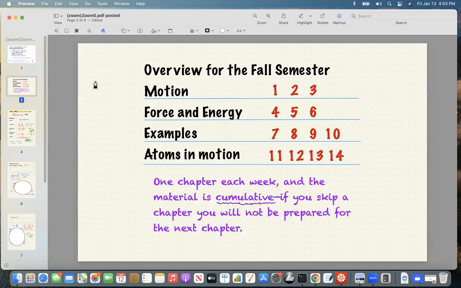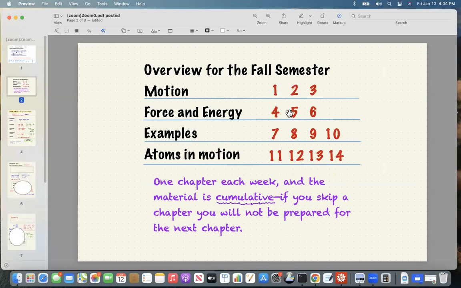Here's kind of an overview for the semester. The first part is on motion, and there are 3 chapters, 1, 2, 3. The next part is on force and energy, and there are 3 chapters, 4, 5, 6. We'll have the first exam after chapter 4. So the first exam will appear in about the 4th week of classes.